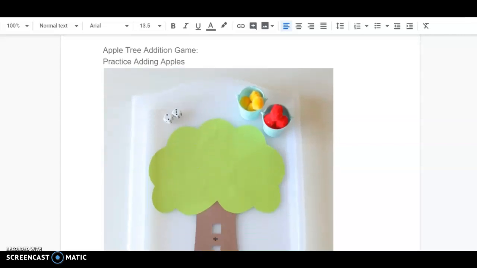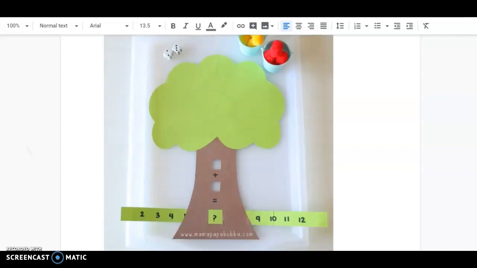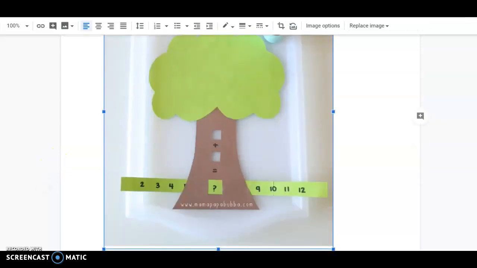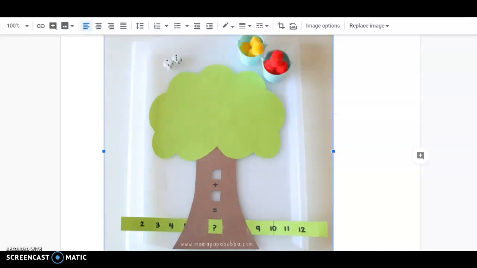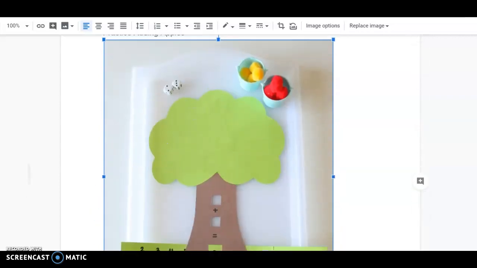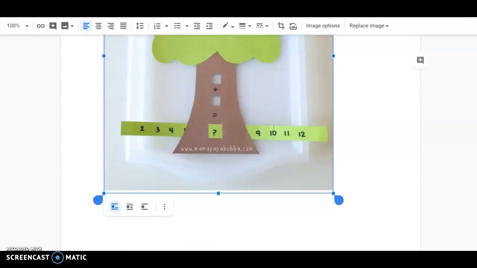My fourth activity is the apple tree addition game. In this activity, you're able to practice adding apples. You can see down here towards the end of the tree, you're able to pull this strip through and it reads you a problem and you add these apples up at the top in the right hand corner of the tree. I think that this is a fun game that students are able to use to become more familiar with addition.